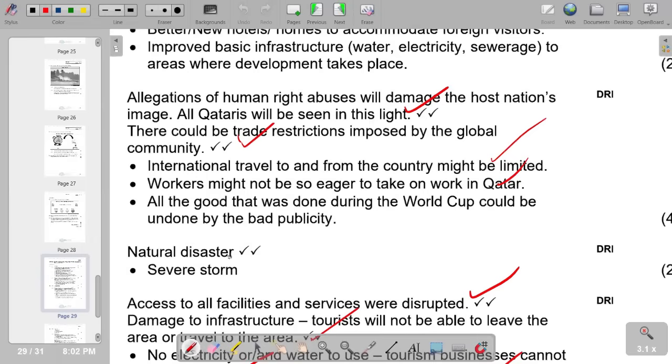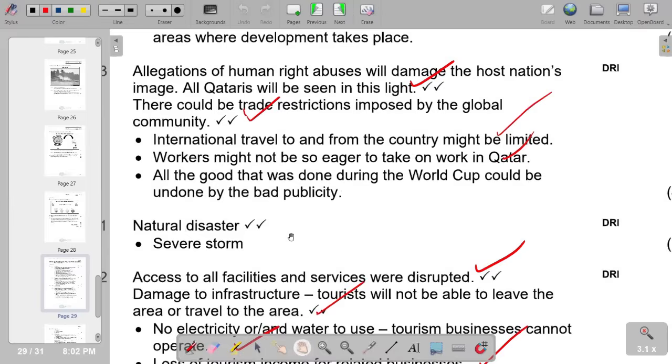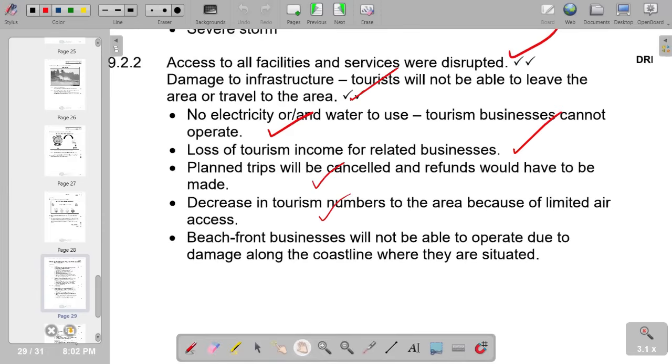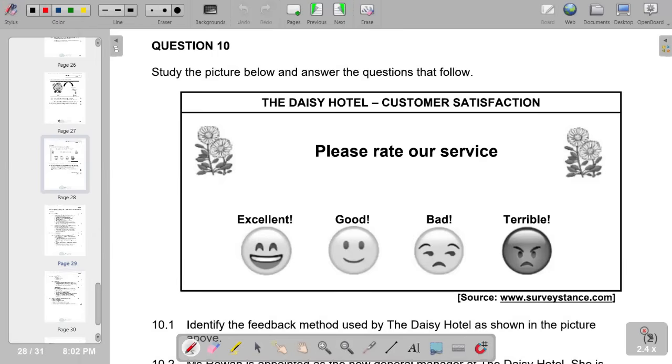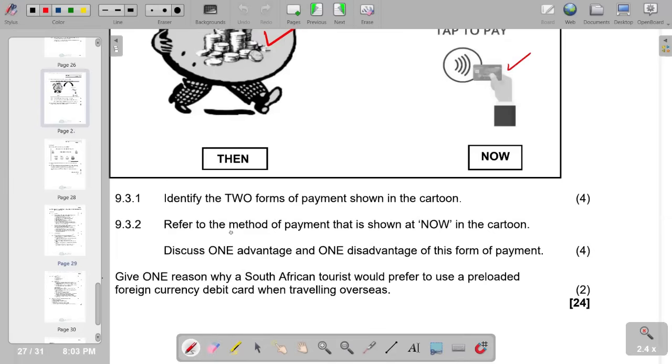So we are saying we have cash, also debit cards, credit cards, contactless payments, tap to pay can also be marked correct. So on the next part, refer to the method of payment that is shown now. Now we are here. So the method of payment is the debit card that we have there.